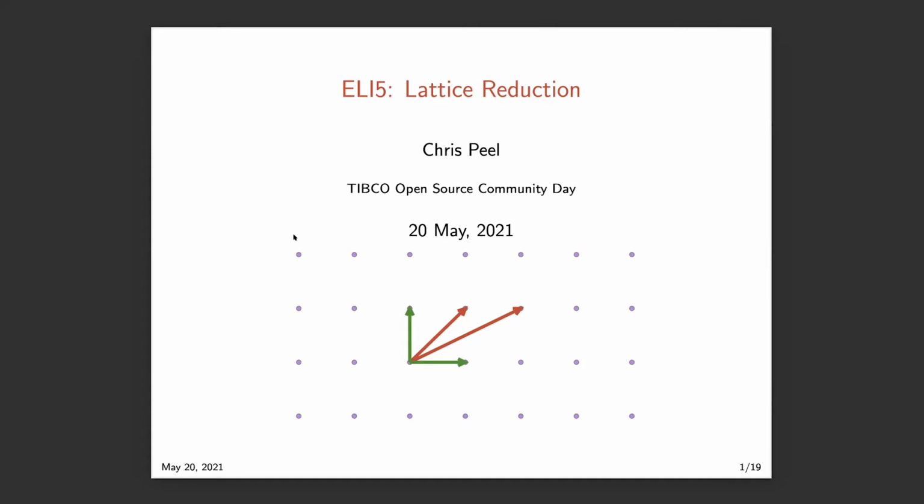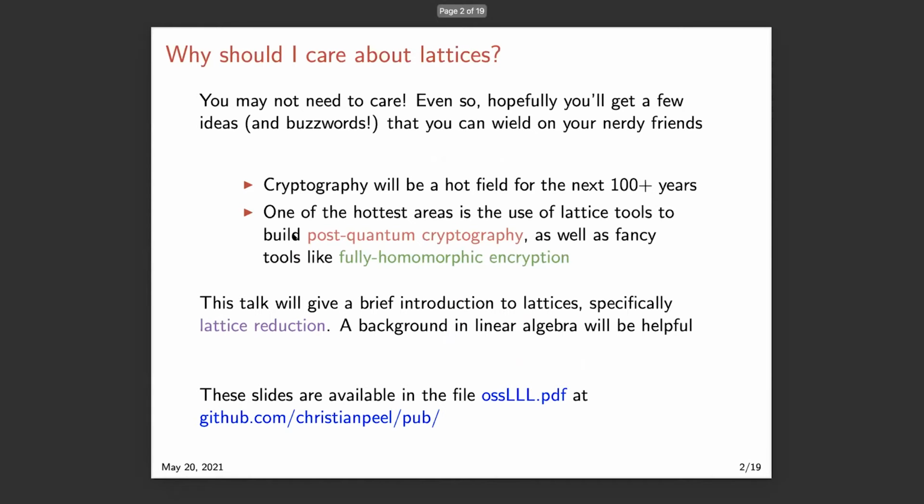So the purple dots represent one two-dimensional lattice. We'll talk about lattice bases. The red arrows illustrate one basis for this lattice, and the green arrow is another basis. We'll come back to figures like this in a second.